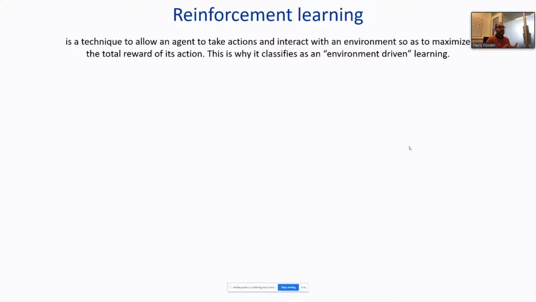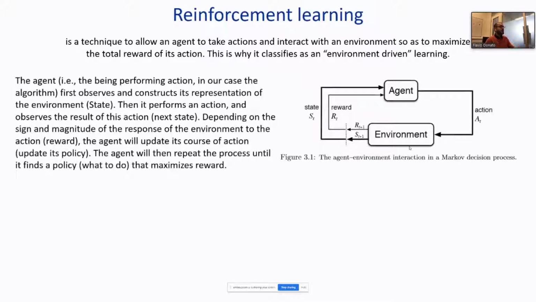Because there is a constant interaction between the agent and the environment, this is classified as environment-driven learning. So this is what I was telling you before. The agent first observes and constructs a representation of the world around itself, of the environment. We call this representation a state. Then it performs an action and observes how its action has changed the environment, which is basically understanding what the next state after its action is. And depending on the magnitude and sign of the response of the environment, so the reward or the punishment, the agent will update its policy, which is basically the rationale of its action, in order to do this over and over again to maximize the reward.